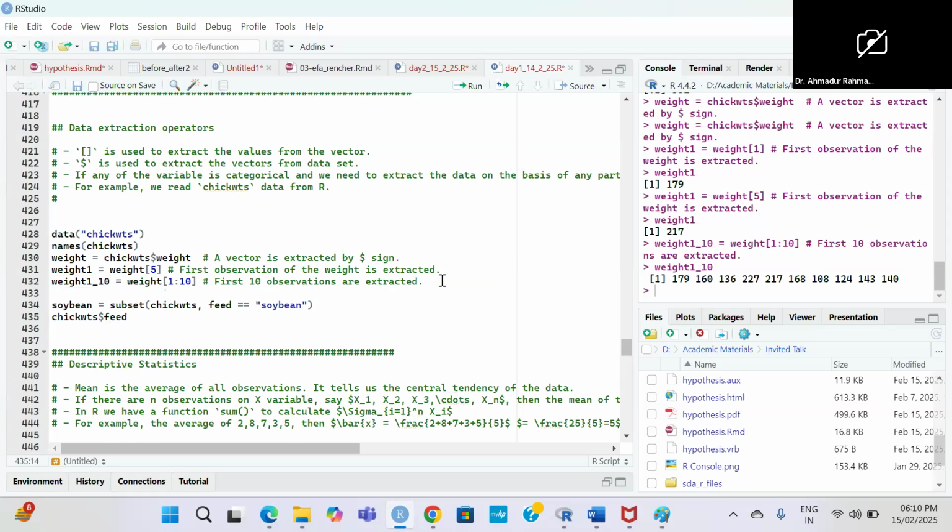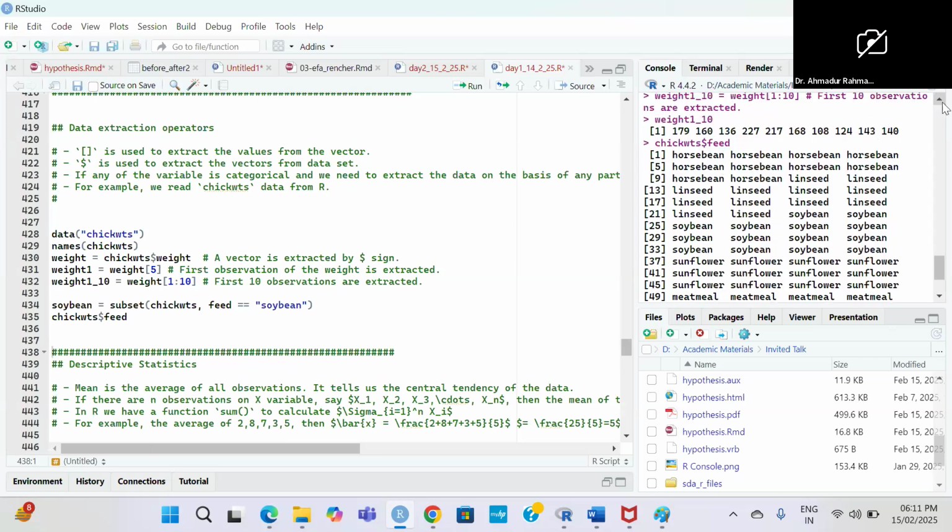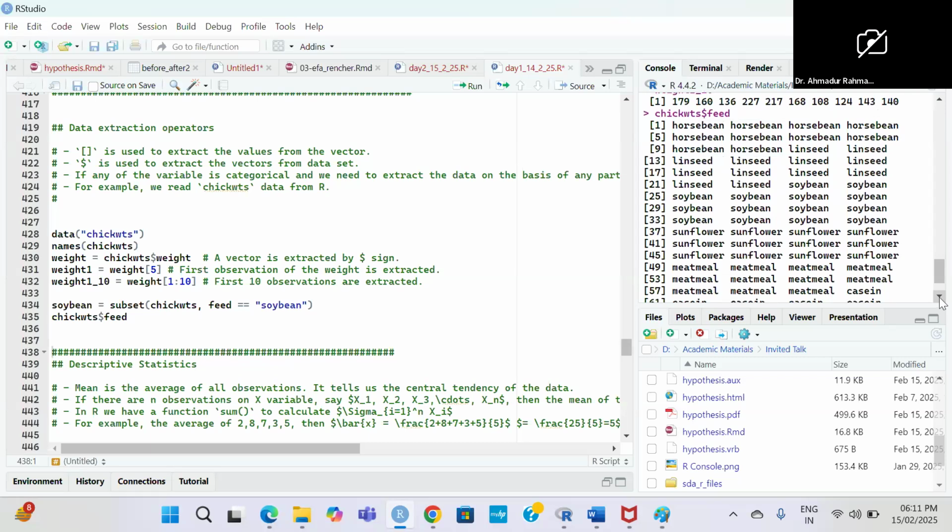Okay, now we run this. So we see this feed is a categorical variable. We are giving them first horsebean, then linseed, then soybean, then sunflower, then meatmeal. So we are giving the chickens these meals and checking their growth. So there are 6 variables and all of them are factors. So we have also extracted the data on the basis of these factor variables.